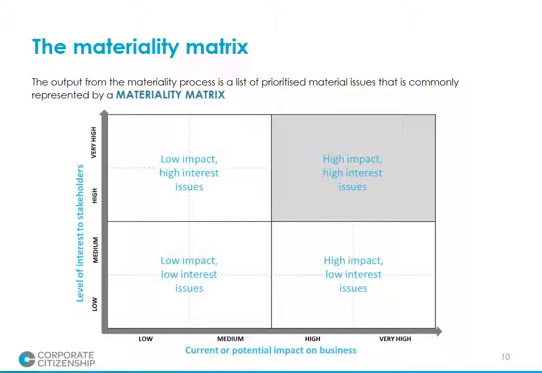So, for example, if we're talking about employee welfare, and that's considered a highly material issue within an organization, are we referring to employee health and safety, or are we referring to employee well-being? Both may be important, and it is important to understand the context of the issues and how it relates to the business.